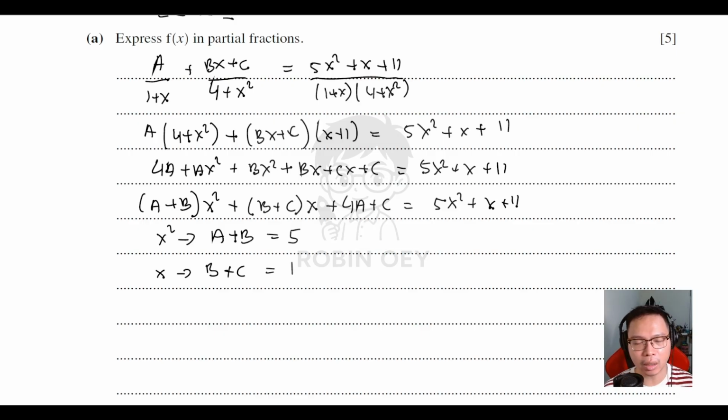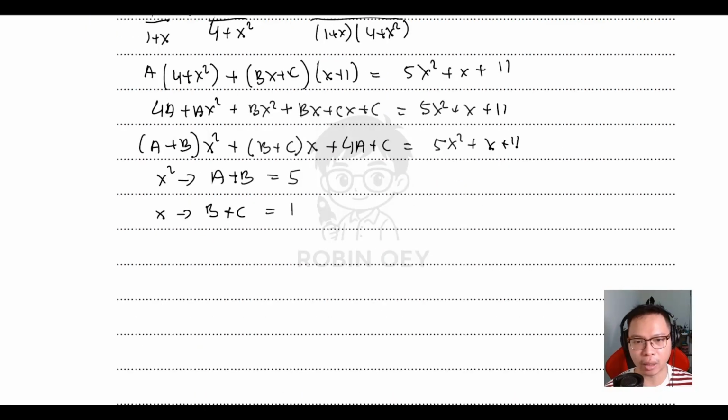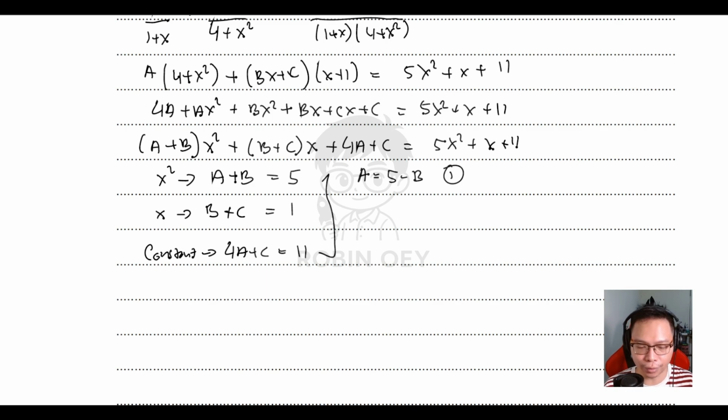Now the term independent of x, the constant. We have 4A plus C on the left hand side, and on the right hand side we have 11. So using these three, we can use simultaneous linear equations to eliminate and get each of the coefficients. First one, A plus B: I can just write A equals 5 minus B. So this is our first one.